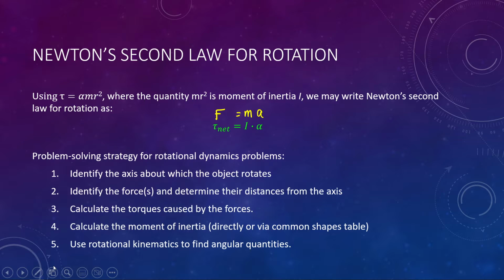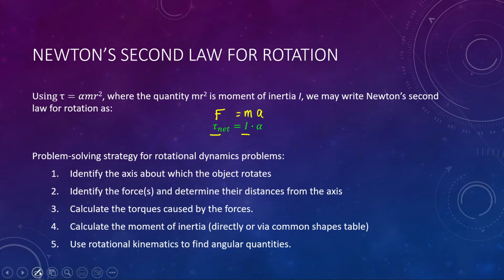So identify an axis about which the object rotates. So this is just you mentally checking, okay, the object is rotating here. Then identify the force and determine its distance from that axis, which we'll do in the next example in just a second. Steps 3 and 4 tend to happen in most of these problems. Need to calculate the torque and the moment of inertia. So calculate tau and calculate moment of inertia I. And then use those to figure out whatever the problem is asking for.